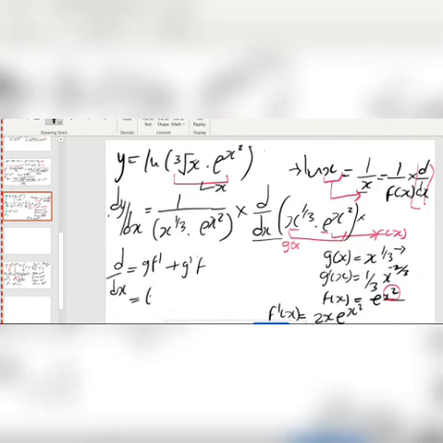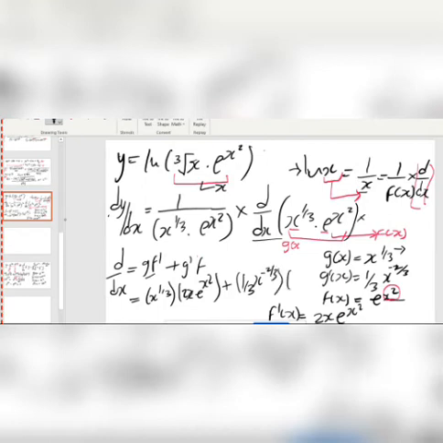Your g is x to the power 1 over 3. Then your f prime. It doesn't matter, guys, if you swap them. You'll get the same answer. I know someone can ask why I put f prime instead of g prime on this side. It doesn't matter. Then you put your f prime there. It's 2x e to the power x squared, plus your g prime. Your g prime is 1 over 3 x to the power minus 2 over 3, and then into your f of x. Your f of x is e to the power x squared.